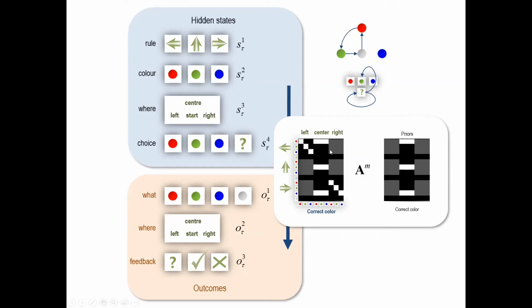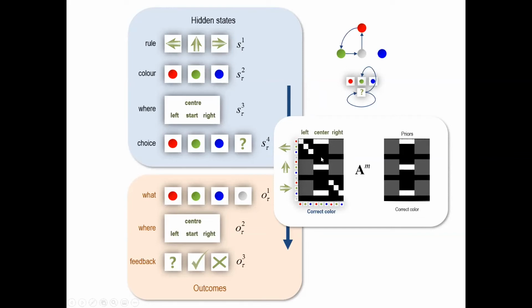And I've tried to unpack that A tensor by tiling out the various slices, the likelihood mappings under different contexts. So this is what is actually generating the outcome. So this is a description of the rule as written down in a probabilistic mapping from causes to consequences. So this is the generative model.